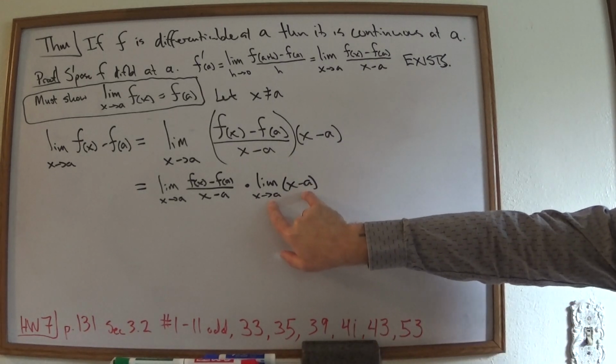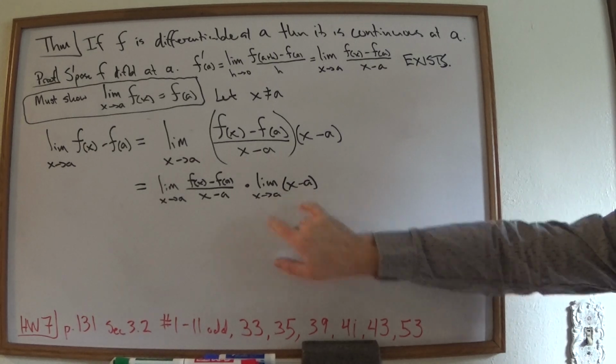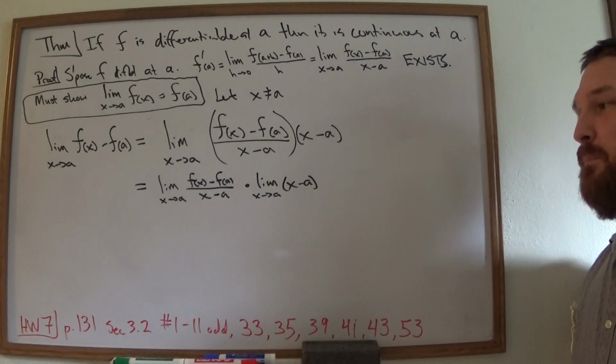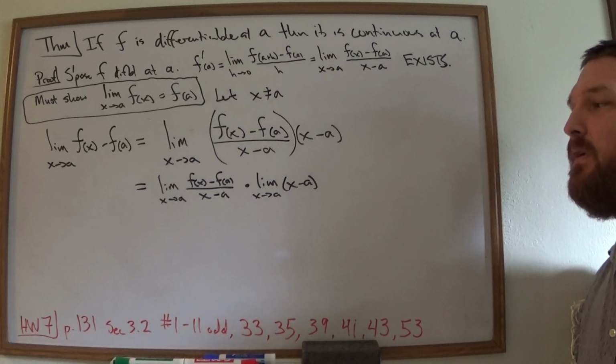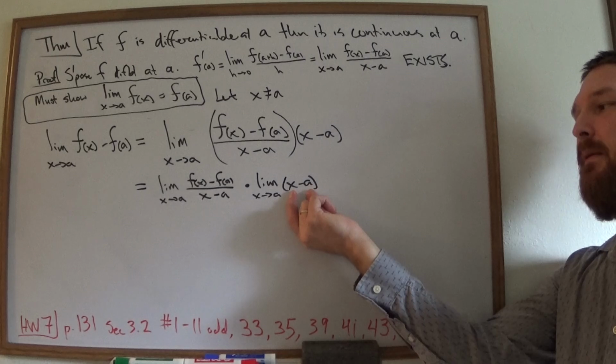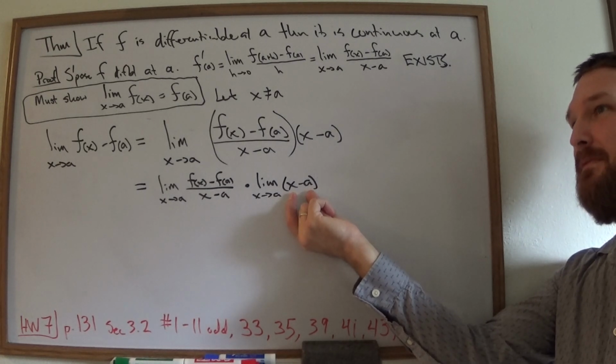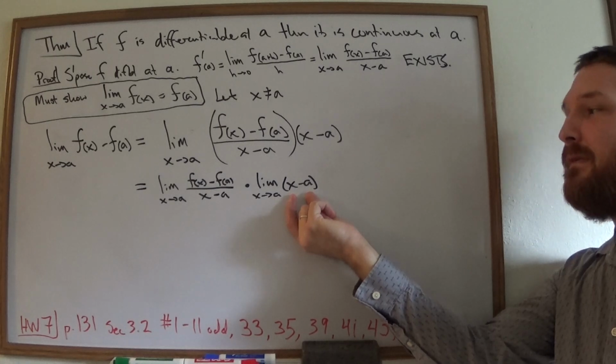So, what's the limit as x goes to a of x minus a? Is x minus some number a polynomial? Yes. So can I just plug it in? Yes. So it's zero.